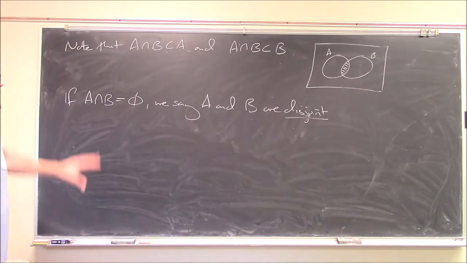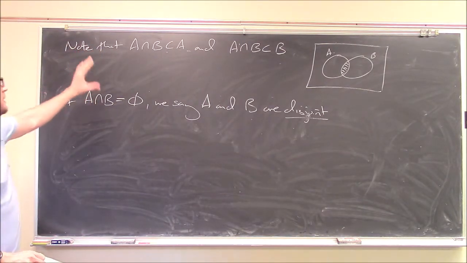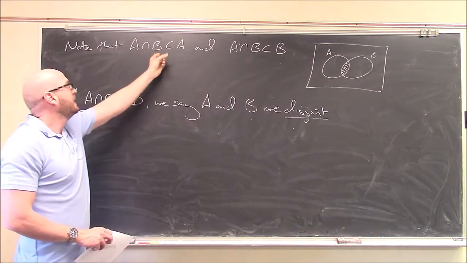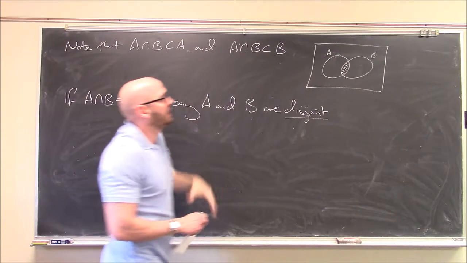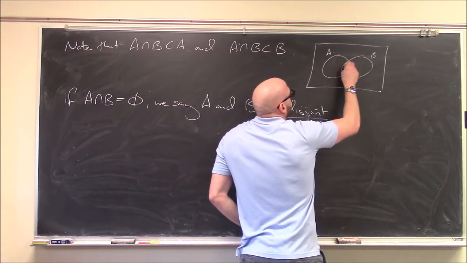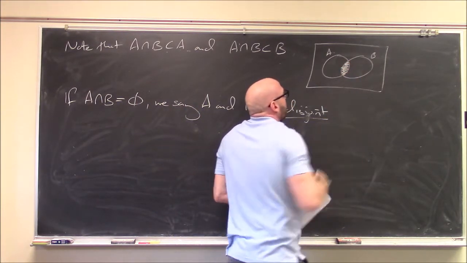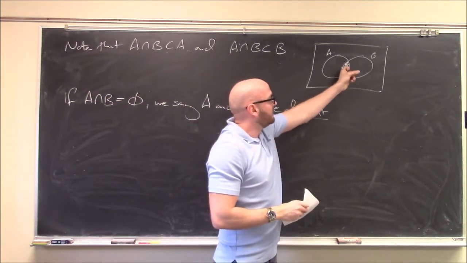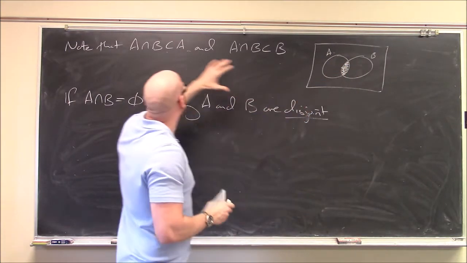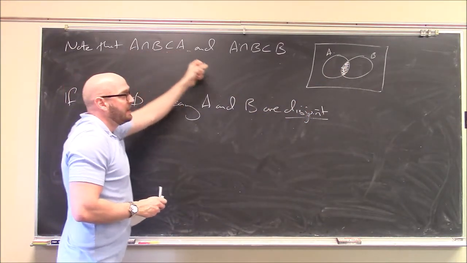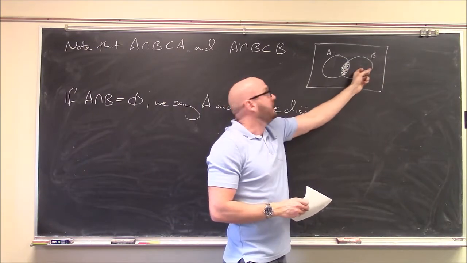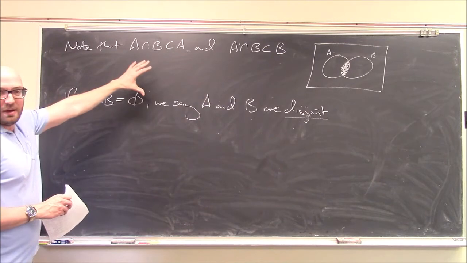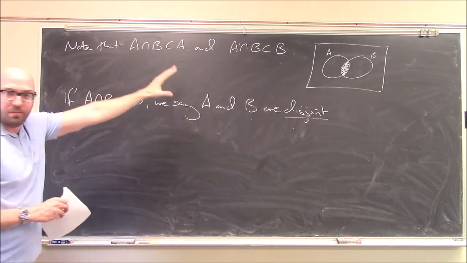I should have made this observation before I erased everything, but one more observation I want to make is to note that if I take the intersection of two sets, A intersect B, that's a subset of A. The intersection of two sets is the overlap region here, and of course everything in that overlap region is contained in A. By definition of being in the intersection, everything in here has to be in A. But everything in this intersection also has to be in B, so it's a subset of B as well. So notice that we always have this: when you intersect two sets, it's a subset of both.